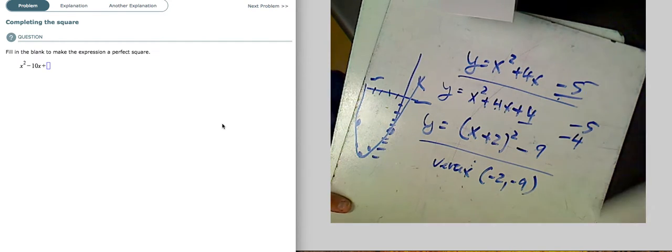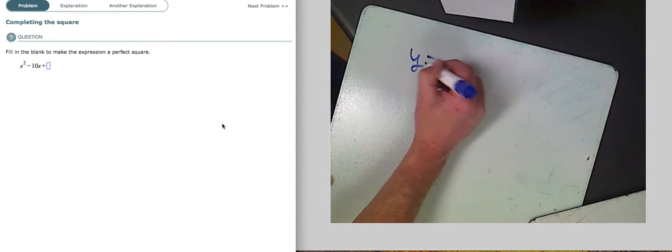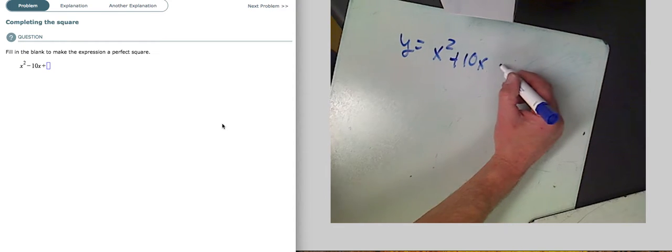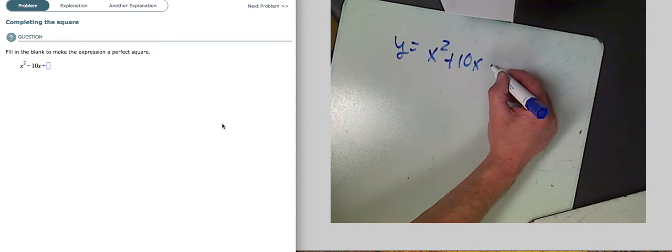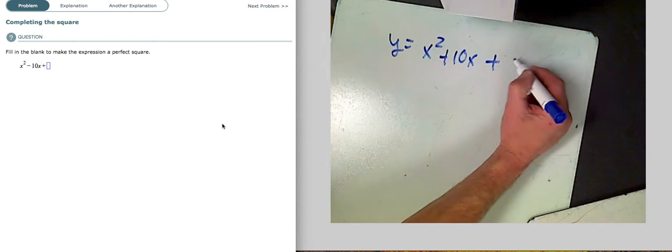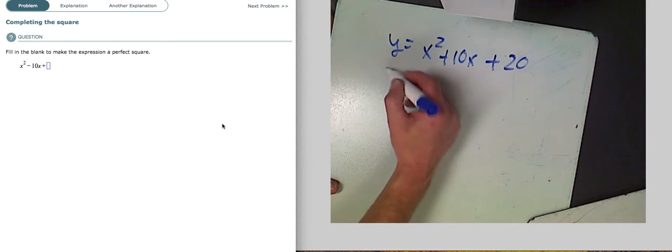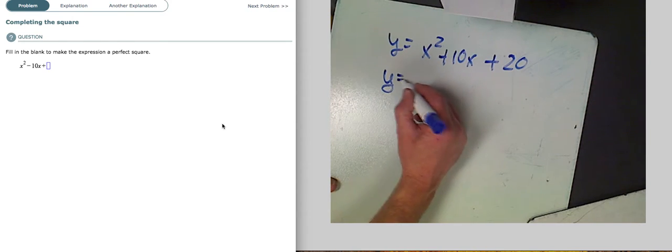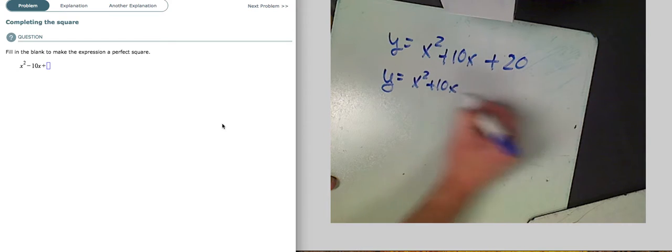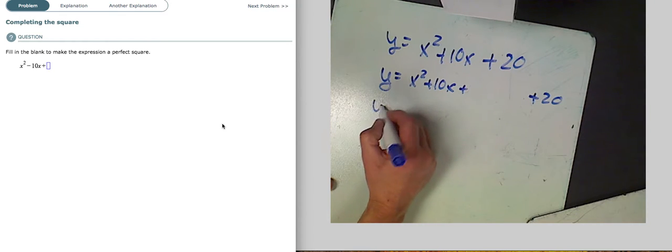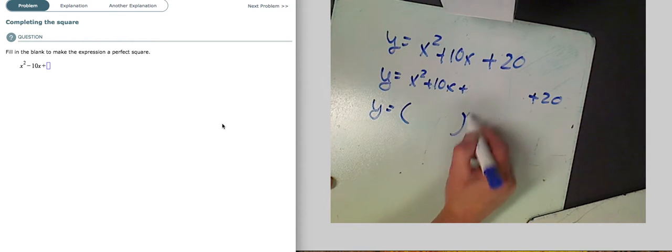Let's do that one more time real quick. Let's say that I have this equation, y equals x squared plus 10x plus 20. Then I can say, I'm just going to scoot that first one over a little bit. Now I'm going to think about what I need to add there. And really, going to my next step helps me out.